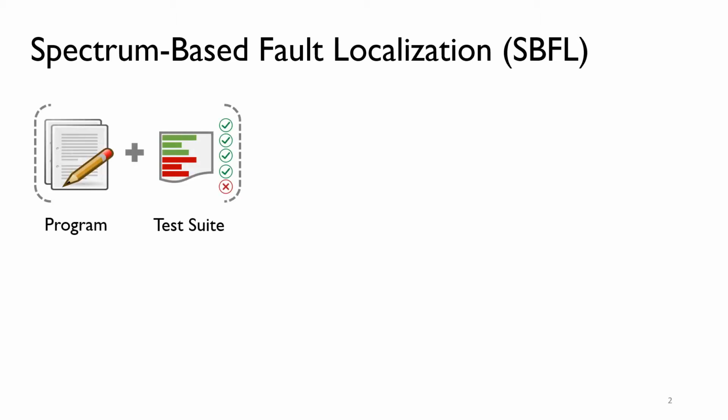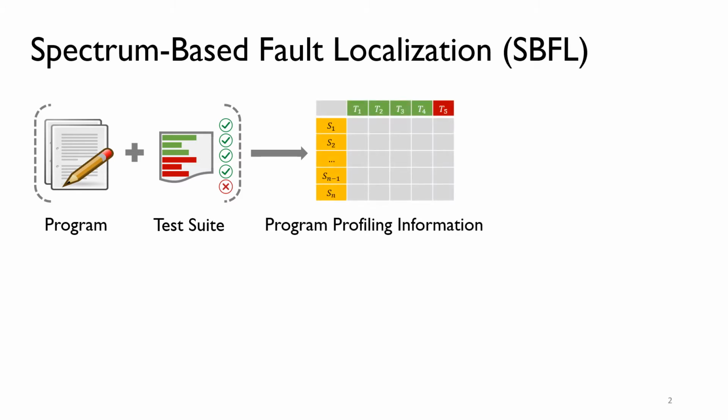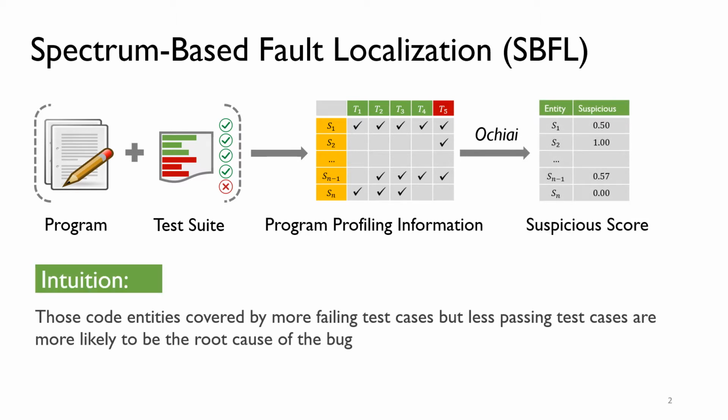Spectrum-based fault localization is an important and popular debugging technique that can help developers locate bugs automatically. It has also been widely incorporated in automated program repair techniques. The basic intuition is that those code entities covered by more failing test cases, but fewer passing ones, are more likely to be the root cause of the bug.